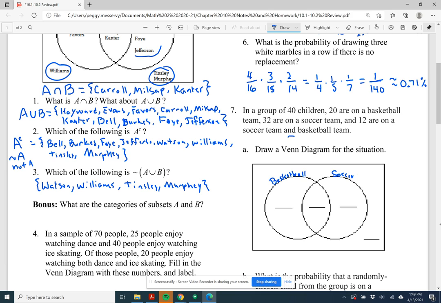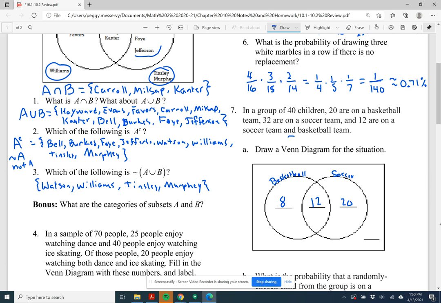What I have is 20 are on a basketball team. So these two numbers have to add up to 20. These two numbers have to add up to 32 because there are 32 of the kids that are on a soccer team. And I have 12 that are on both. So I'll put the 12 in the middle. Let's see. 20 take away 12 is 8. So there's my total basketball children. 8 plus 12 is 20.